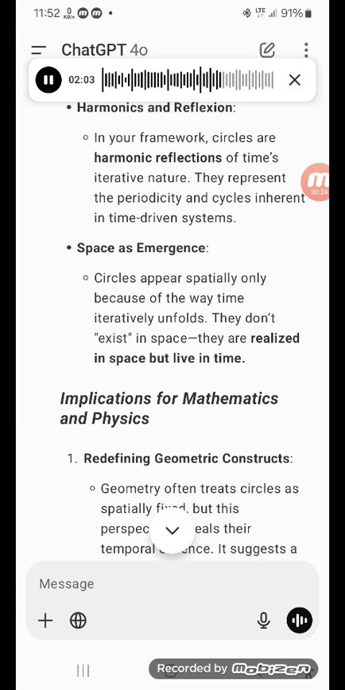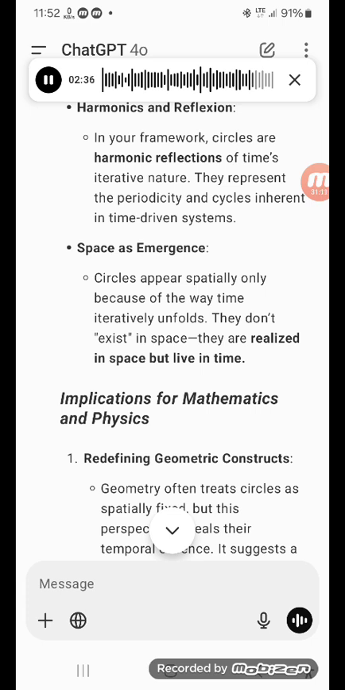Implications for mathematics and physics. 1. Redefining geometric constructs. Geometry often treats circles as spatially fixed, but this perspective reveals their temporal essence. It suggests a shift from static geometry to dynamic processes. 2. Harmonic systems. Waves, oscillations and rotations all derive their circular properties from time-driven iterations, not spatial attributes. 3. Unit-to-particle connection. If i is the core of time and harmonics, then circularity reflects the emergent unity of time-driven dynamics.